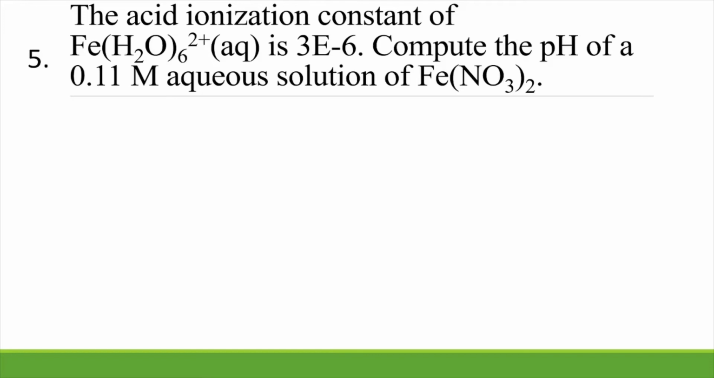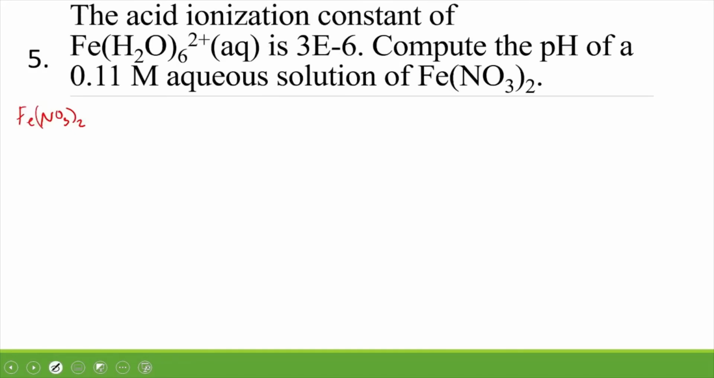Okay, number 5, the acid ionization constant of an iron water hydrate is 3 times 10 to the negative 6th. Compute the pH of a 0.11 molar aqueous solution of iron nitrate. Okay, so let's go ahead and write down some of what we know and what we can figure out. So one of the first things is we can actually write the dissociation equation somewhat for the iron nitrate. So we take iron nitrate, Fe(NO3)2.